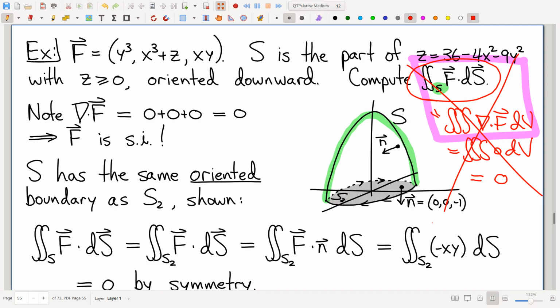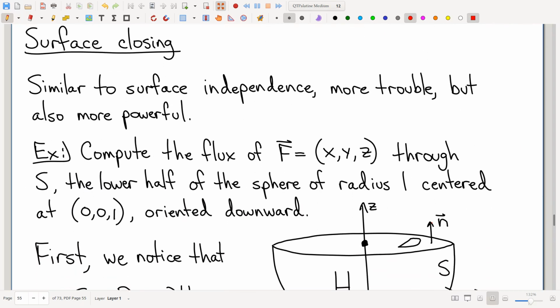Okay, moving along. Here's a related method. This is more trouble to implement. When surface independence works, I think surface independence is the better method. It's quicker. Ultimately they're equivalent when surface independence applies. What's nice about surface closing, which I'm about to show you by example, is that it applies even when the vector field is not surface independent. So this is a more powerful method, but it's clunkier and harder to use. Okay, here we go.